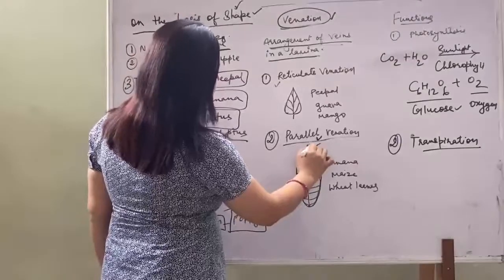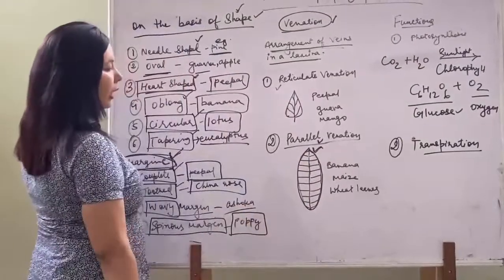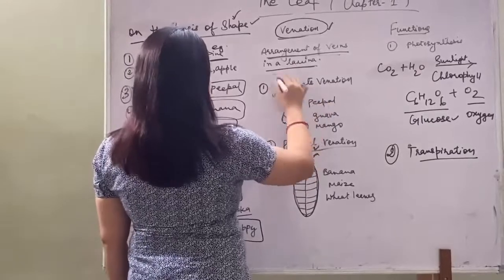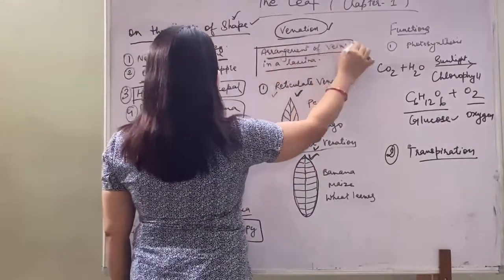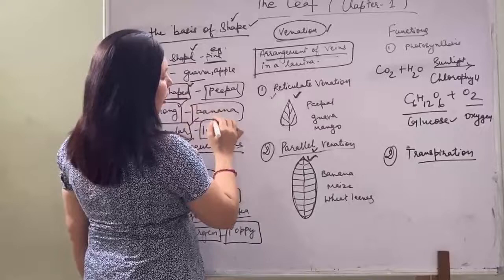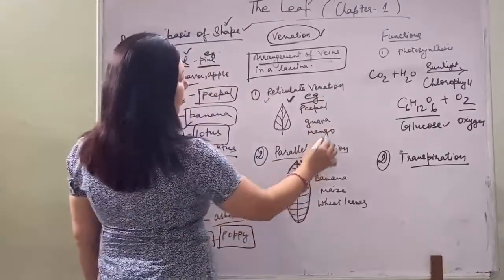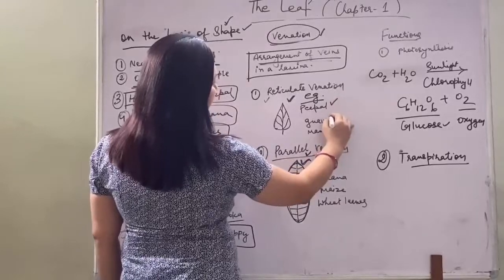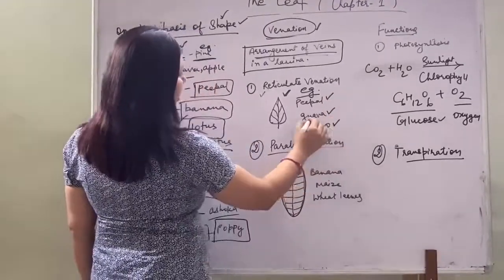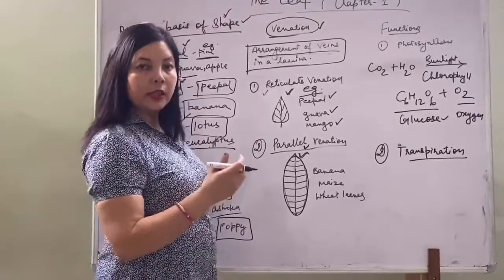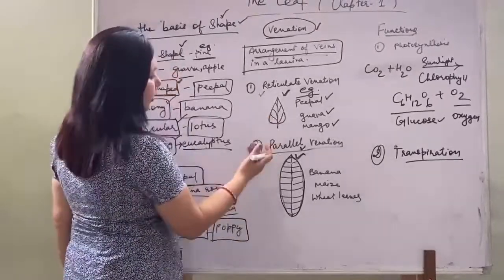So this type of venation is known as parallel venation and this is known as reticulate venation. So what is venation? Arrangement of the veins in the lamina. We can see some examples of reticulate venation like in peepal plant, in guava, in mango. We can see reticulate venation where veins and the veinlets are arranged irregularly.